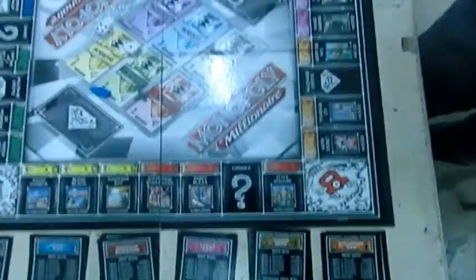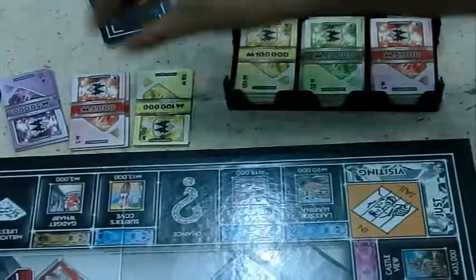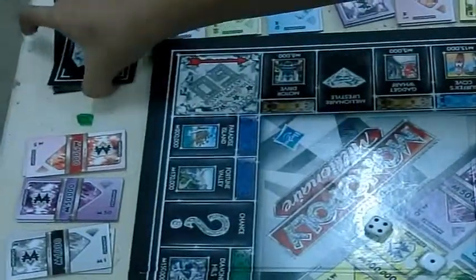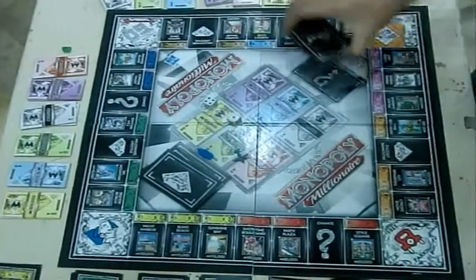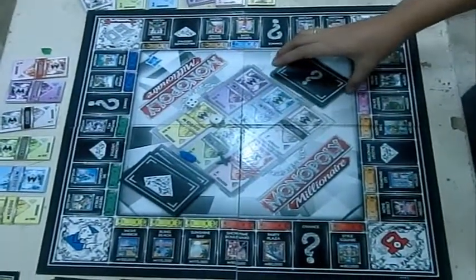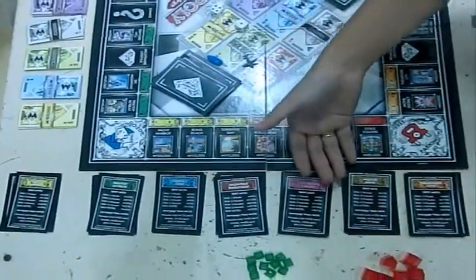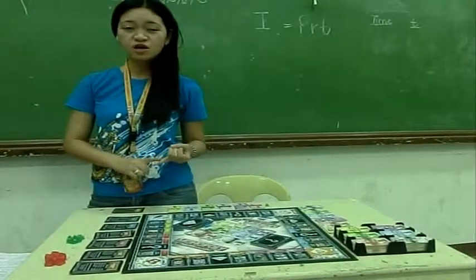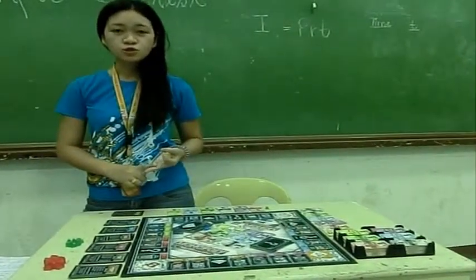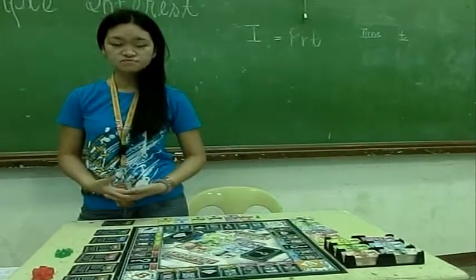Fake play money here. The community chest cards, so we are going to put it here. And the chance cards, and of course the title deeds. So these are the title deeds. The object of the game is to become the wealthiest player through buying, renting, and selling property. The person who has the most money at the end of the game wins.